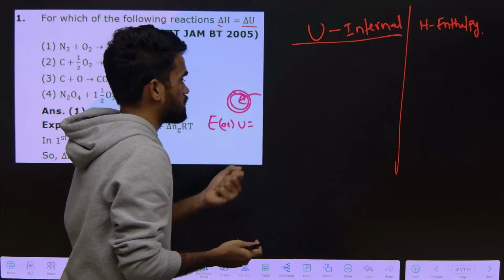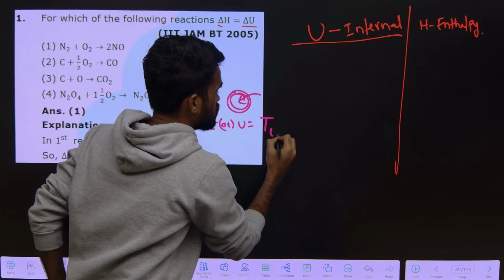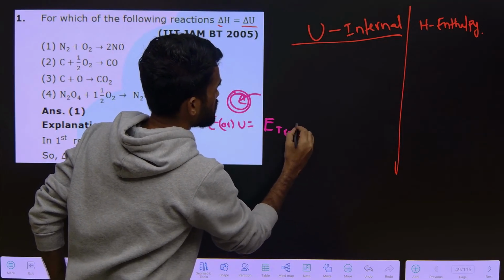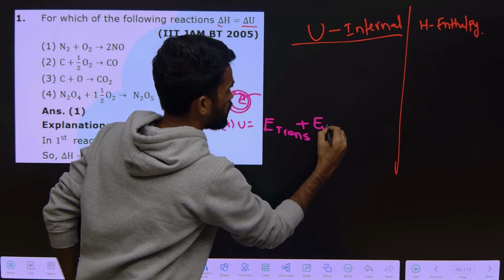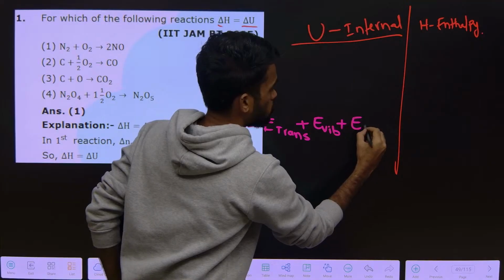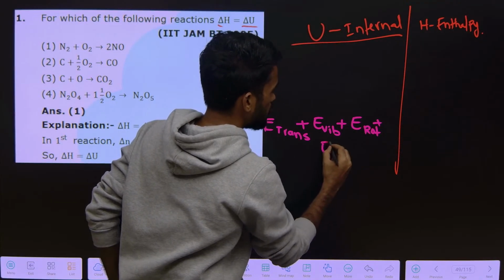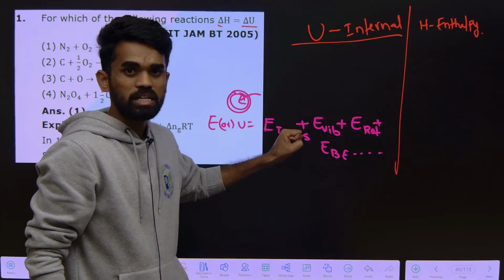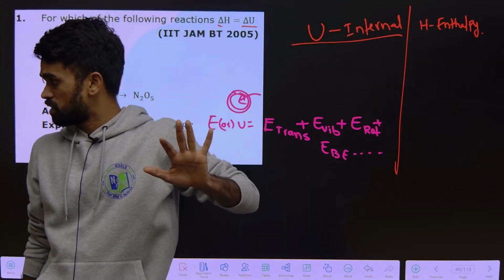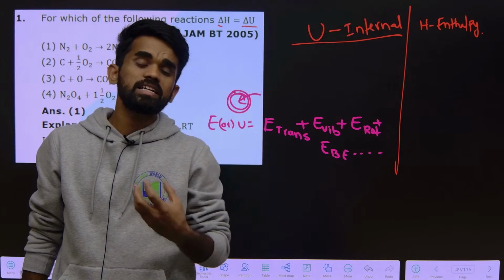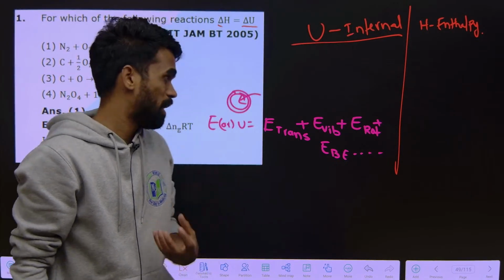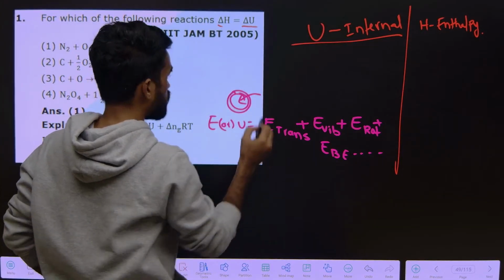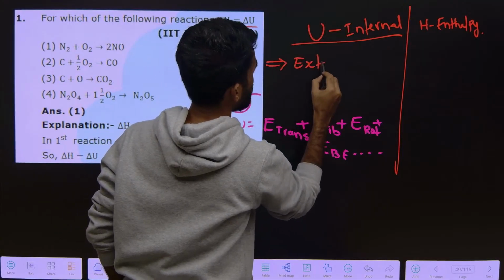If it is undergoing translation, we can have translational energy, E translational. Similarly, E vibrational, E rotational, and the energy of bonds, bond energy. So many energies are there. The sum of all these types of energies is called its internal energy. That's it. Now, how can this internal energy be given in a formula, or how will it change? I told you internal energy is a state function and it is an extensive property.